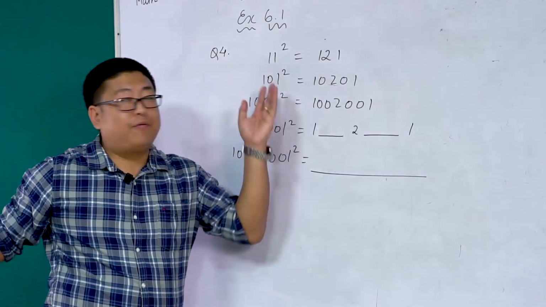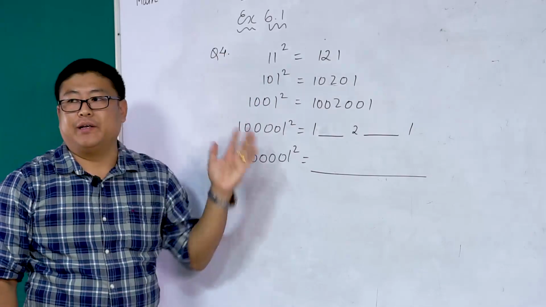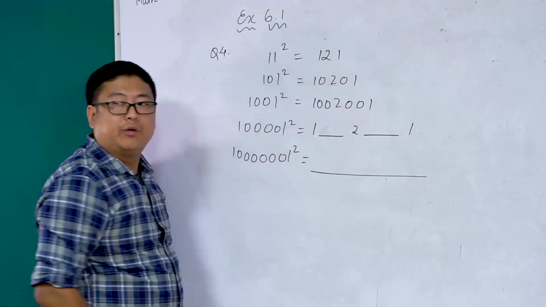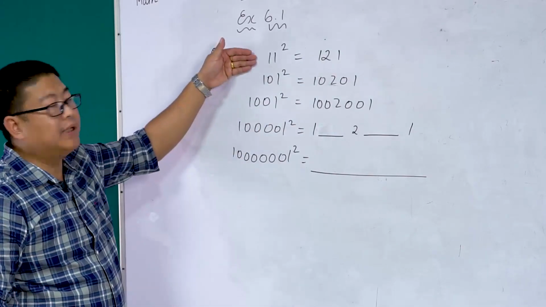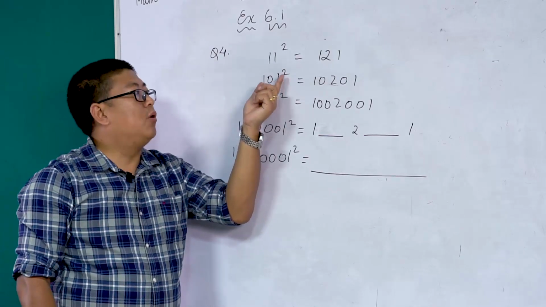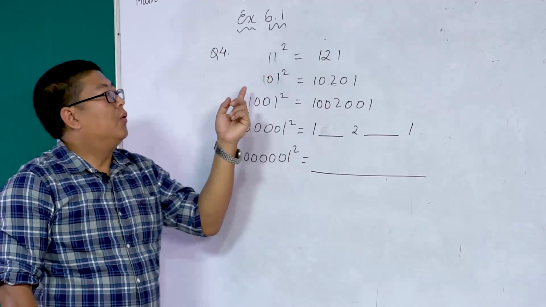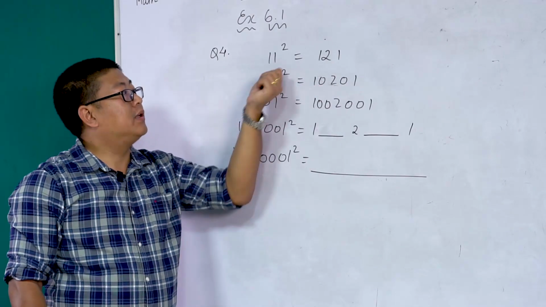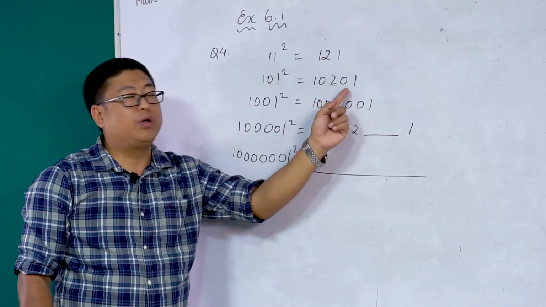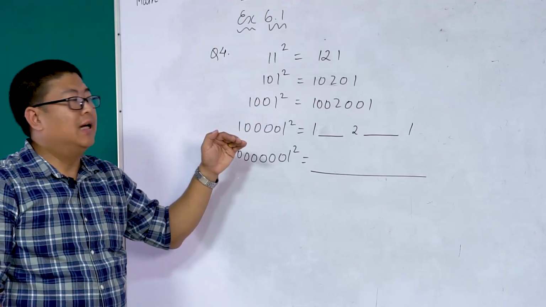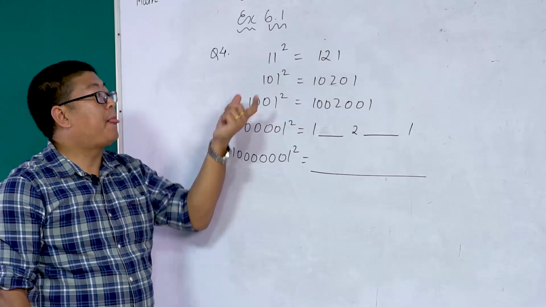Now let us carefully look at this pattern given here. The first one is 11 square is given as 121. All right, we have understood this. 11 into 11 is 121. Now, 101 square. Without actually multiplying, they have given us this answer. 101 square is 10201. Please look very carefully. There are so many ways to understand this. Let me explain one simple way.